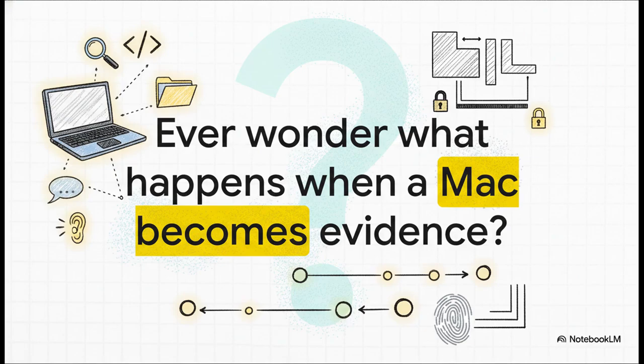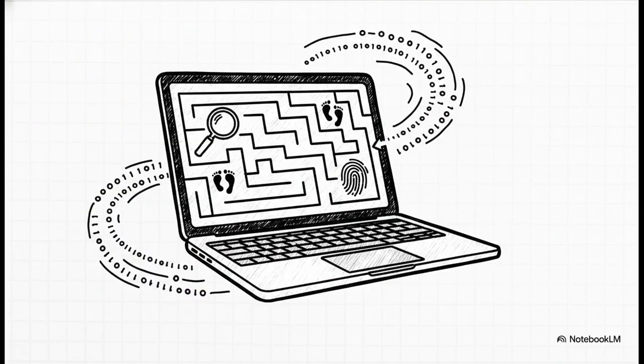Yeah, it's a crazy thought, right? But when a crime goes down, a Mac can be the star witness in the room. The only catch is, you gotta know how to speak its language. You see, a Mac isn't like a physical crime scene. It has its own unique rules, its own hidden compartments, and a language all its own. For an examiner, the job is to decode this digital maze, one piece at a time. So let's get into the very first step every digital detective has to take.